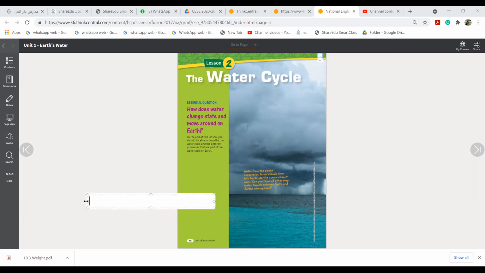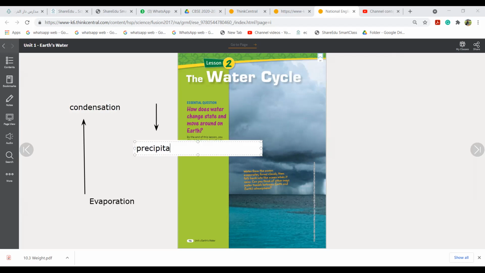Yes, girls? Anyone? What happens? The water from the ocean? Evaporation. Excellent. Evaporation. This is your first step. Evaporation means it goes up. And then precipitation. Directly it will rain. Condensation. First it will condense, and then precipitation happens. The cycle goes on.